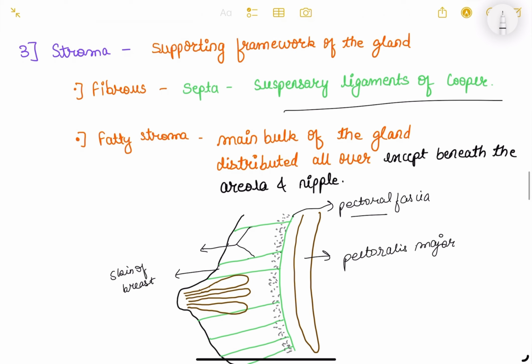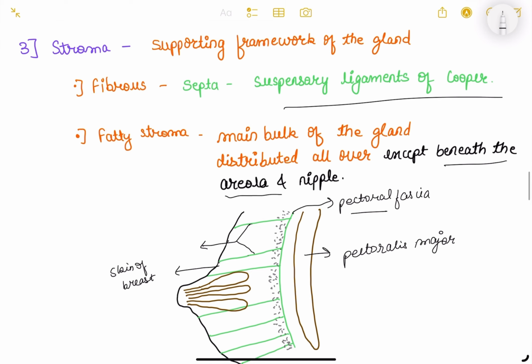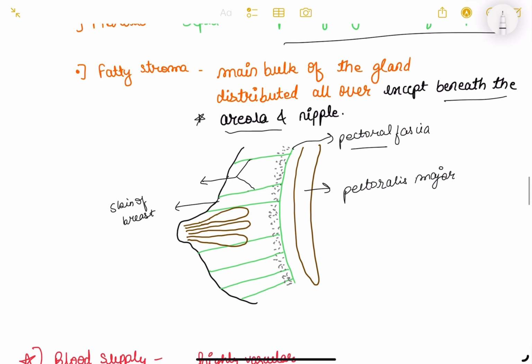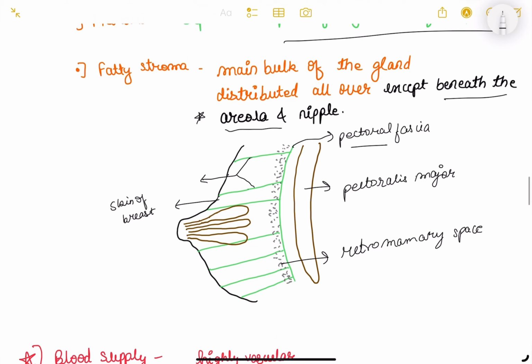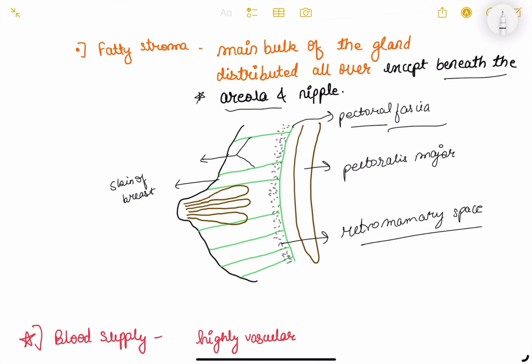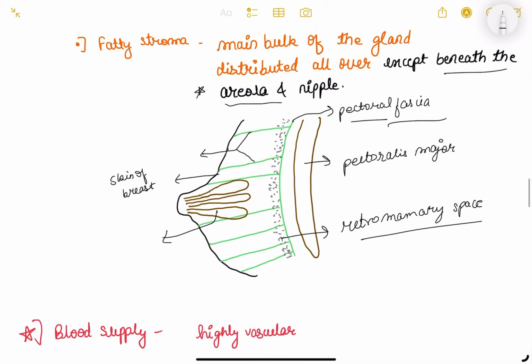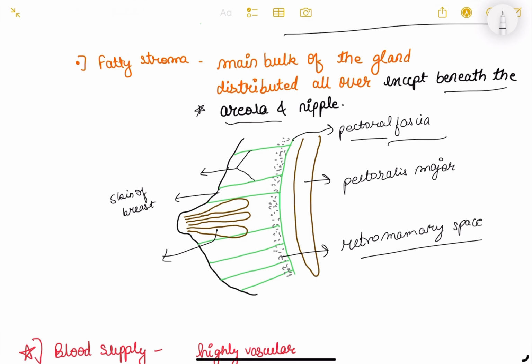Now about the fatty stroma, it composes the main bulk of the gland. The fat is distributed all over the breast except beneath the areola and nipple. We have discussed this before. This is the retromammary space. The retromammary space allows free movement of the breast over the underlying pectoral fascia. It is composed of loose areolar tissue. These are the lobes, which are the parenchyma of the breast, and they are going to be producing and secreting milk.